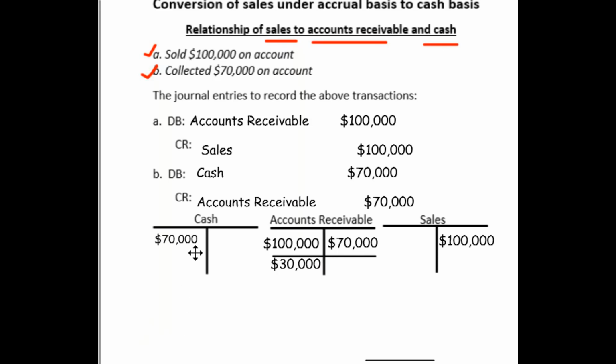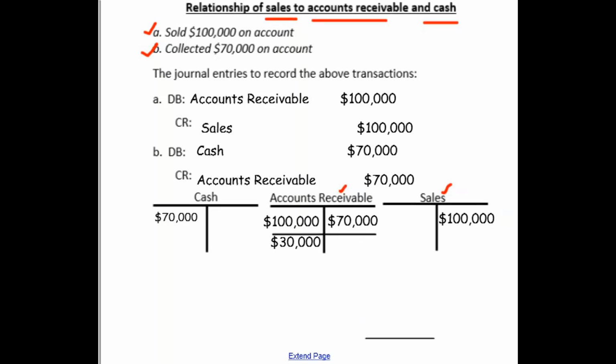Now, obviously, if we look at the cash account, we can tell how much cash we got. But let's assume right now that we cannot see the cash account. The only two accounts we can see are accounts receivable and sales. Utilizing the fact that these accounts are interrelated, we can still extract the amount of cash that was received on the credit sales. So let's assume again we have total sales of $100,000.